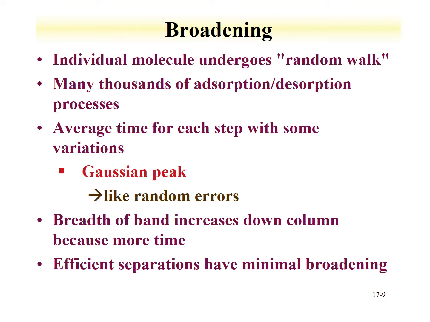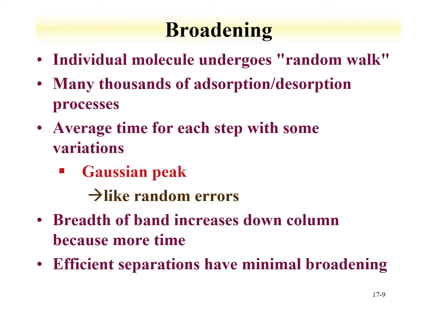As we discussed, during a column experiment, you can have broadening basically as the molecules undergo a random walk. You can think of this as many thousands of absorption, desorption processes that are occurring in the column during the separation. There will be an average time for each step with some variations. Your distribution will be Gaussian, so it's fundamentally similar to random errors. So the breadth of the band increases as it travels down the column, as we discussed previously, because the more time there is for these average steps to have their slight variations, the more zone broadening results.